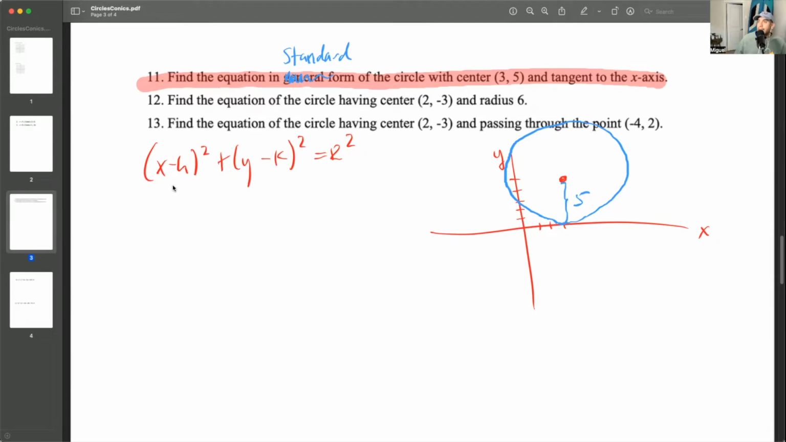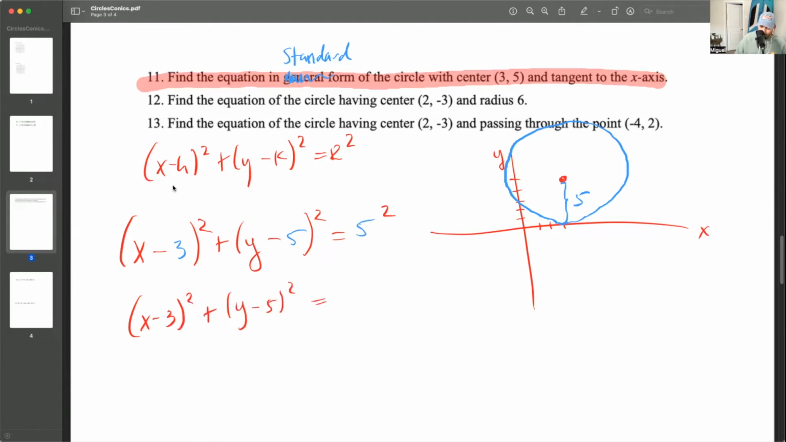So we can go back. And now remember, since our h and our k was 3, 5 respectively, we can go ahead and plug those values into our equation. So we have (x - 3)² + (y - 5)² equals, and then of course we have the radius squared. And now we can simplify. (x - 3)² + (y - 5)² = 25.